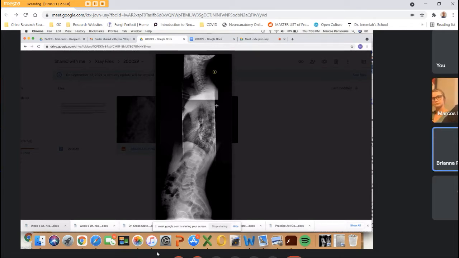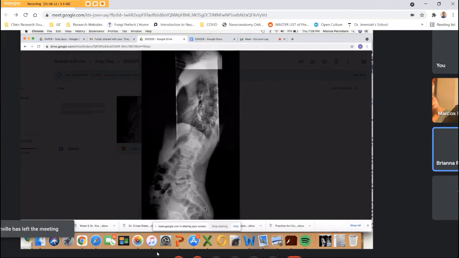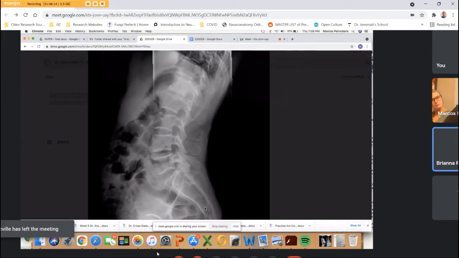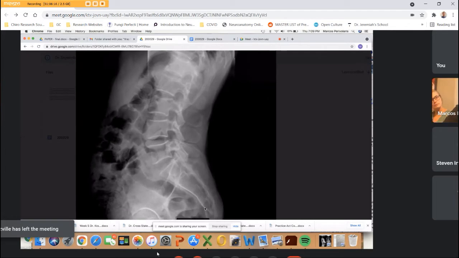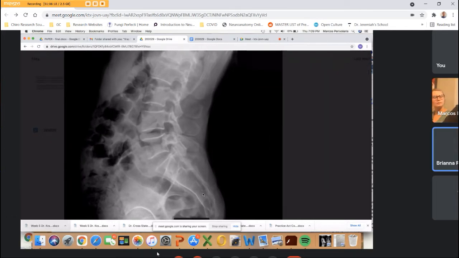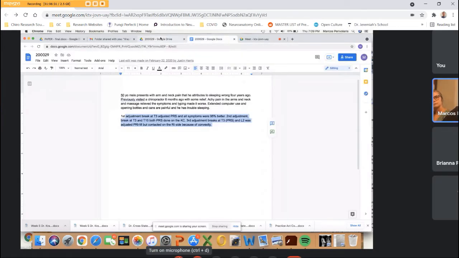All right. So this is the lateral. Would you like me to start going? Why don't you start on the sacrum and we'll work our way up? All right. Does it say how long he's had the problem? I think 4 years. Okay. Is this a male? Yeah, male patient. Okay. How old is he again? 50-year-old now.